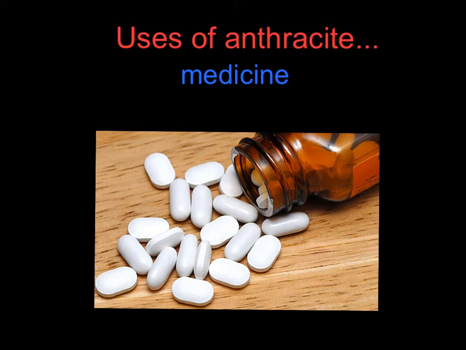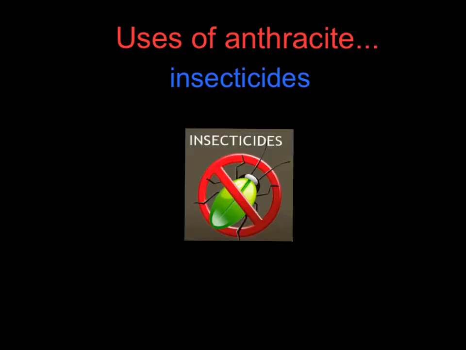A pretty interesting use of anthracite is in the making of medicine, and I think this is pretty cool, but pretty weird at the same time. Another use of anthracite is in the making of insecticides. And if you don't know what insecticides are, in terms, they're kind of like a weed killer for bugs. So you spray it on the plants, and instead of killing the plants, it will protect the plants from any bugs that would eat them, so the crops stay healthy.